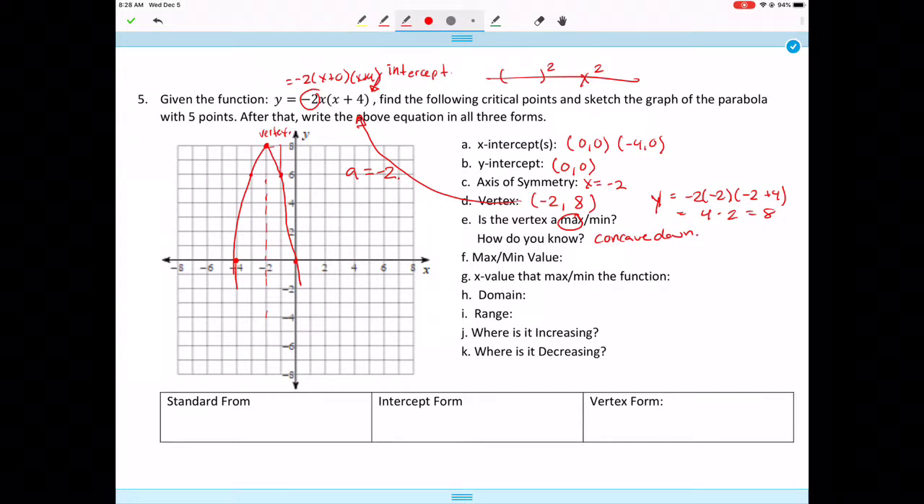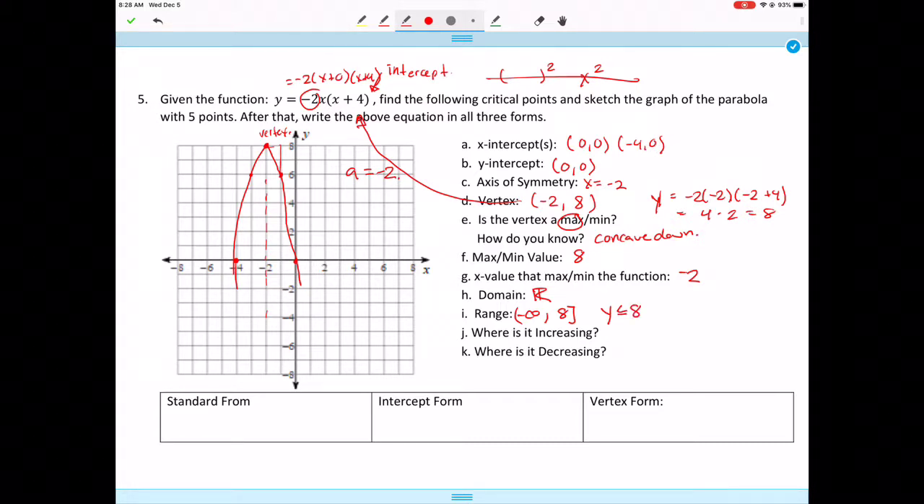What is that value, the maximum value? Okay, the highest value is 8. And what is the x value that gives you that maximum value? It's -2. Domain, always all real numbers. Range, you could say it's from -infinity to 8 with a bracket, or you could just say it's all y values less than or equal to 8.